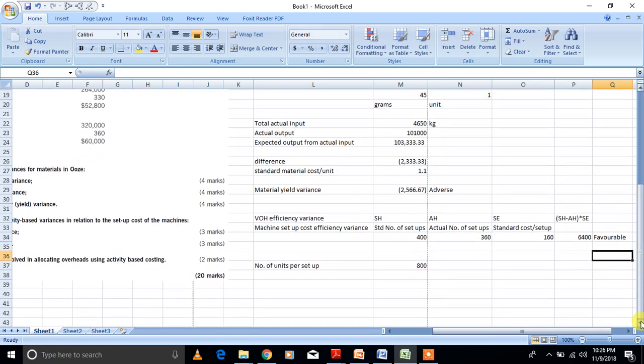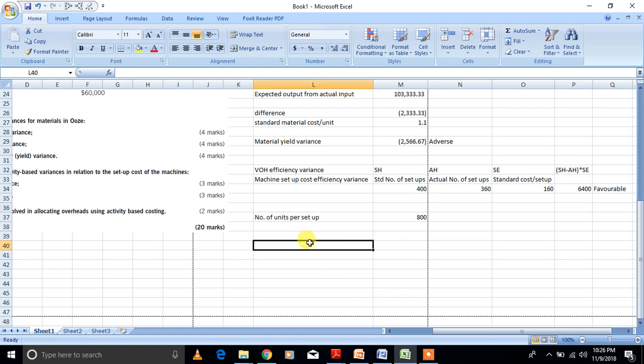Now we'll see how to find the variable overhead machine setup cost expenditure variance. For that, let me take variable overhead expenditure variance, which you calculate as standard expenditure minus actual expenditure multiplied by actual hours. That's for variable overhead, usual variable overhead.